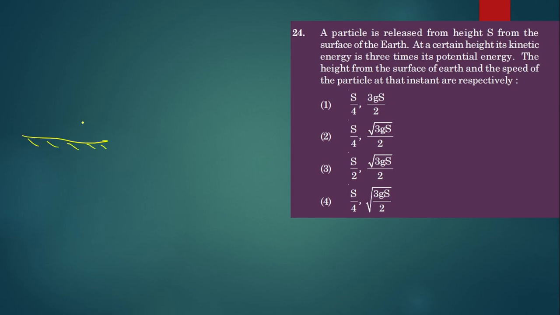The situation is like this. There was a particle initially at a height s. Then it is released. Released means the velocity at the highest point was equal to 0. Let's say that point to be A. When it was moving down, then at a certain instant, let's say the velocity at that instant is v.